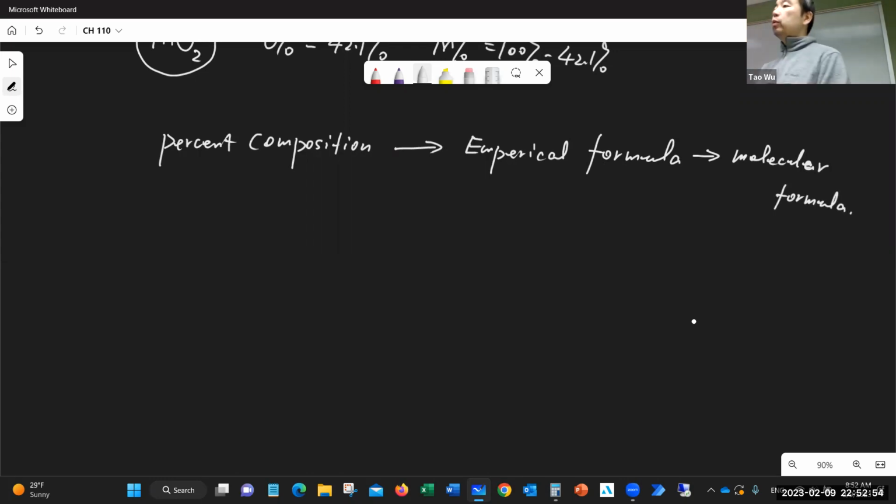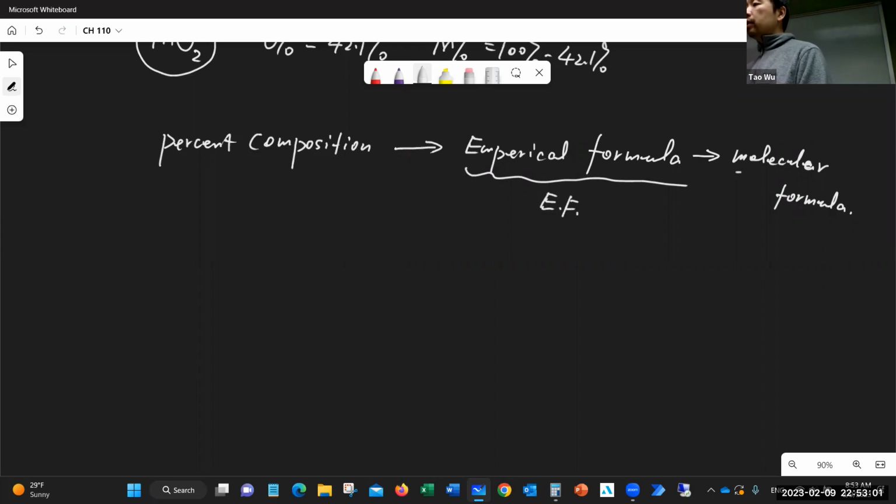Okay, so before we do this, we first need to figure out what exactly the empirical formula is. What is the molecular formula? What is the difference between the empirical formula and the molecular formula? Let's see some examples, then you probably will know. First one is a molecular formula, then an empirical formula.